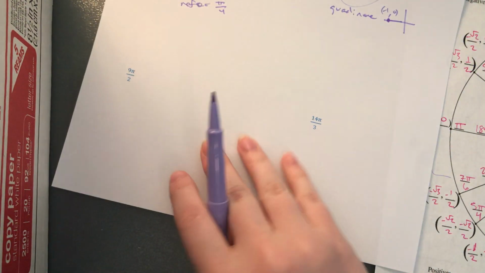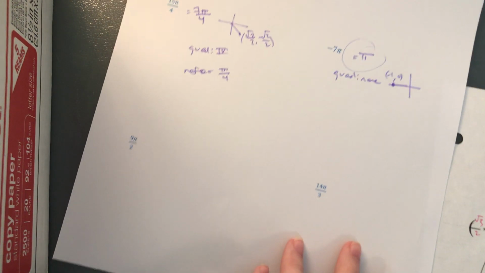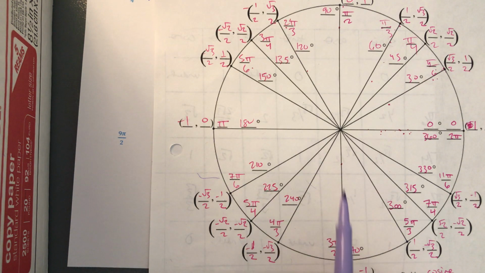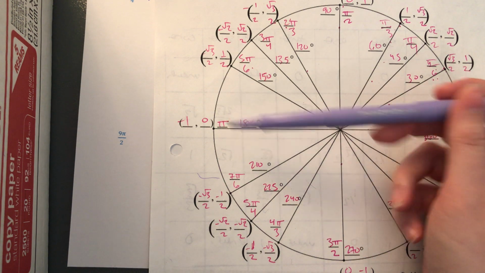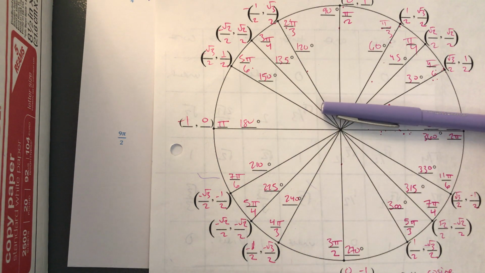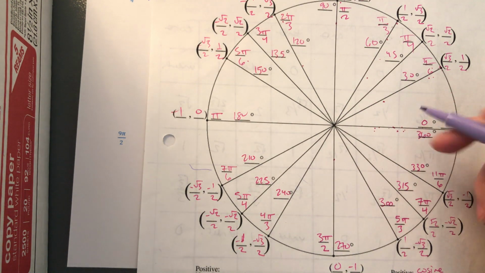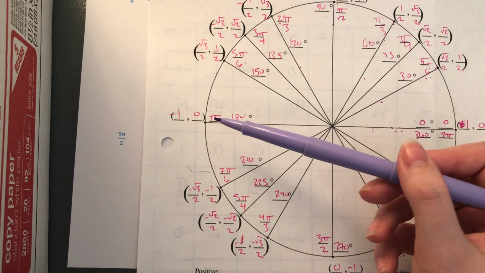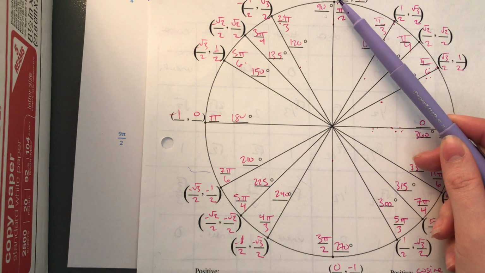Last one's 9 pi over 2. Okay, well, gotta count quarters. Because we've got 1 pi over 2, 2 pi over 2, 3 pi over 2, and then 4 pi over 2. We need 9. So once around the circle is 4 pi over 2. 5 pi over 2, 6 pi over 2, 7 pi over 2, 8 pi over 2, 9 pi over 2. So 9 pi over 2 is the same thing as pi over 2.